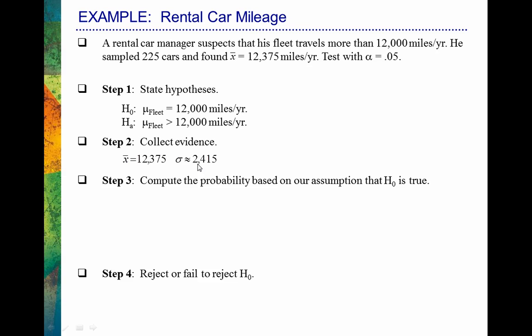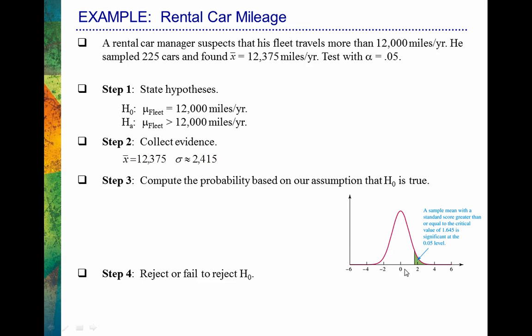So I'm just giving you that number so that we have all the information that we need. Let's now compute the probability of finding that data based on our assumption that the null hypothesis is true. Remember, we are always looking for the probability of finding that data just by chance based on our assumption that the null hypothesis is true.